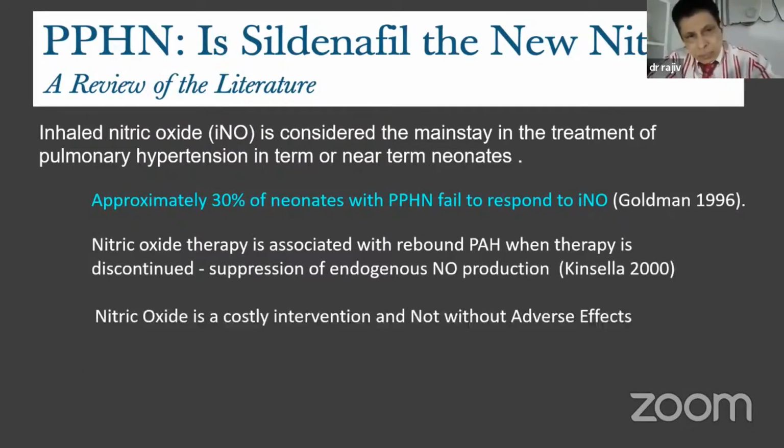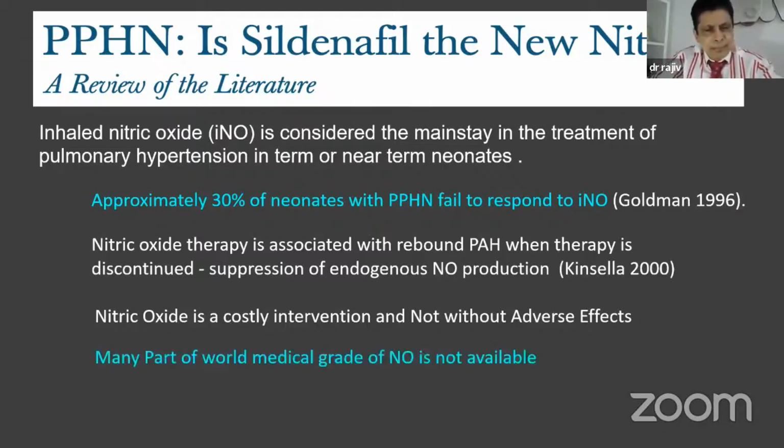Now, the whole question on why we are so desperate to find an alternative to nitric oxide comes from the fact that all the world experts find that 30 to 40% of neonates don't respond to nitric oxide. So there's a distinct necessity to find another molecule or a combination of molecules to treat pulmonary hypertension in PPHN refractory to iNO.